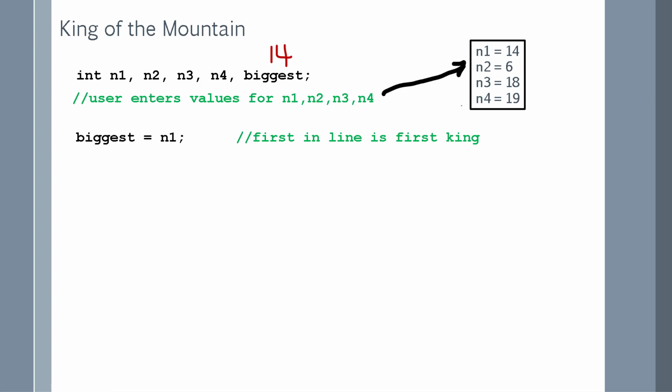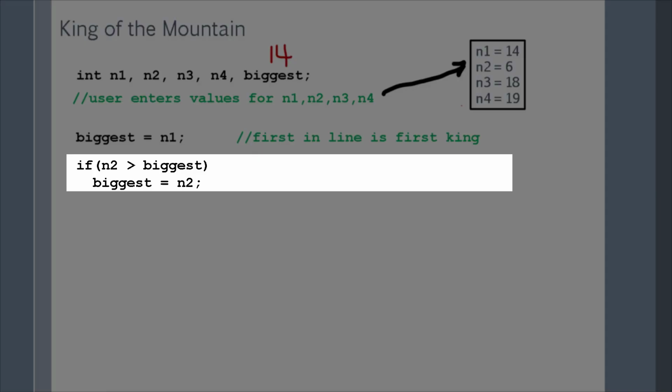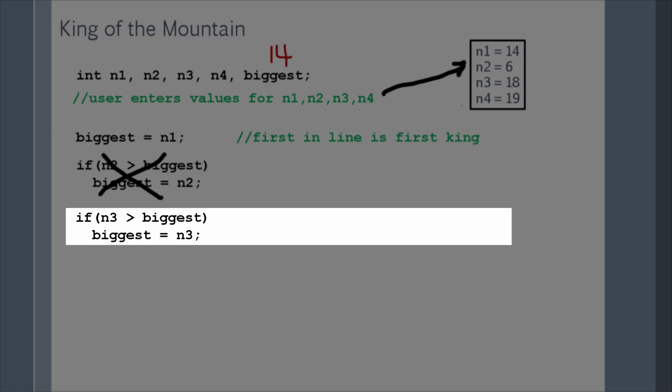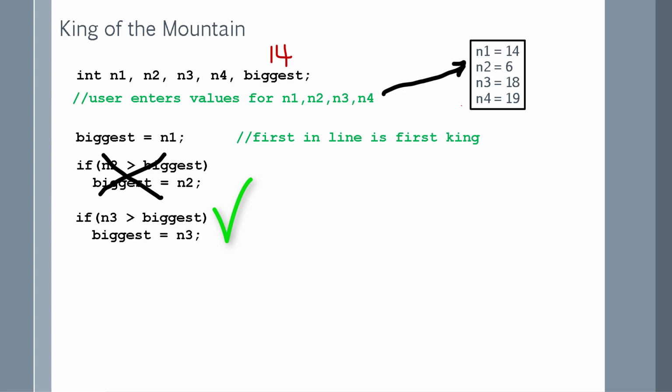Now we'll check to see if N2 is larger than the current king, in other words, the variable we named biggest. The answer is no. 6 is not larger than 14, so the current king is still 14. We'll do the same sort of thing to check to see if N3 is larger than the current king. This time, the if statement is true because 18 is larger than 14. So 18 becomes the new king, which makes 18 the current king stored in the biggest variable.